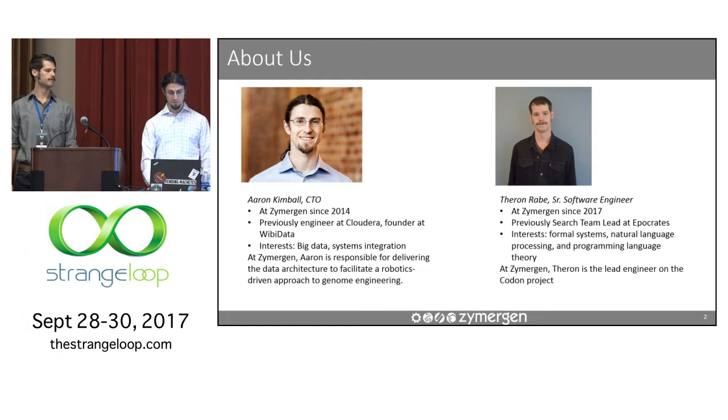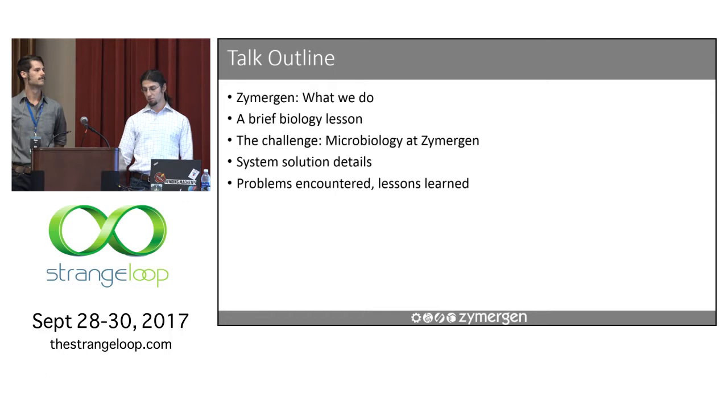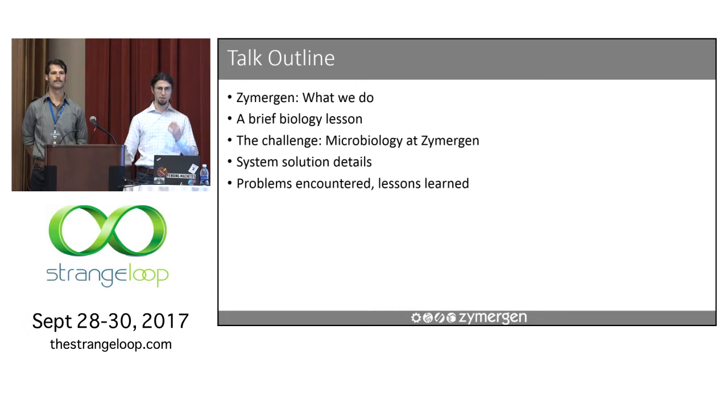This talk is divided into five parts. First, we're going to talk about what it is that we do at Zymergen. And then I'm going to give you a brief biology lesson. This is going to help explain some of the key terminology that we need in order to understand the rest of this talk and the motivation for some of the specific challenges that we face. Then we're going to talk specifically about how the problem of microbiology experimentation affects us in software engineering at Zymergen, talk about the solution we delivered, and then evaluate it to understand how well it did and what we could do better in a future version.